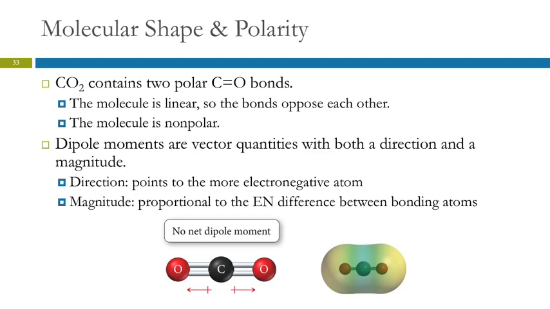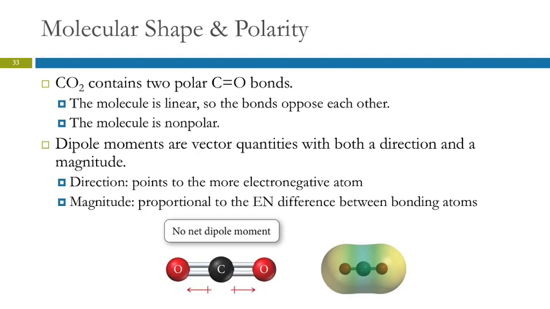So let's look at CO2, carbon dioxide. We looked at its shape on Monday. It's got a linear shape, and we know that because there are two electron groups on the central atom. So each of these bonds is polar, and we've got the arrow pointing to the more electronegative atom, which is the oxygen. And this one, the arrow is pointing in the opposite direction.